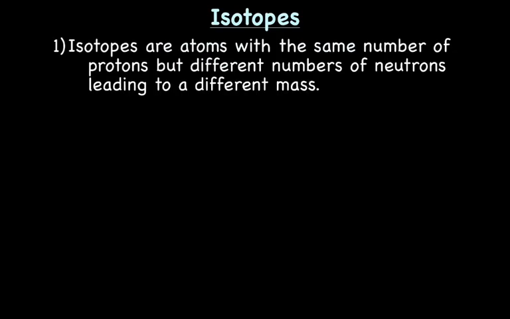So, all right, on to isotopes. What is an isotope? An isotope is an atom with the same number of protons but different number of neutrons, leading to a different mass. Remember that the identity of an atom is its number of protons. So for example, every lithium atom is going to have 3 protons, no matter what. However, every lithium atom may not have the same number of neutrons.